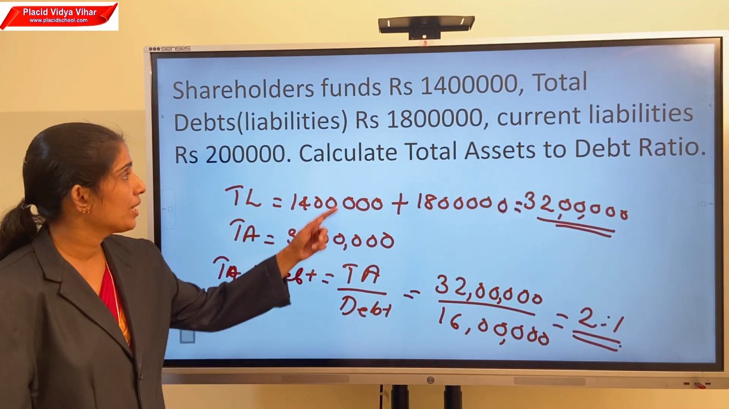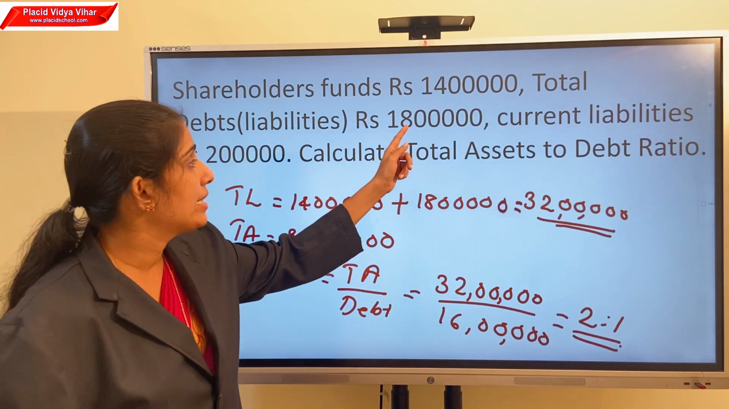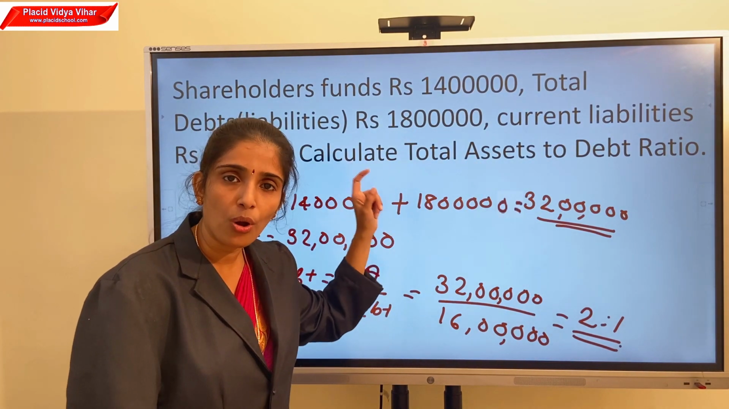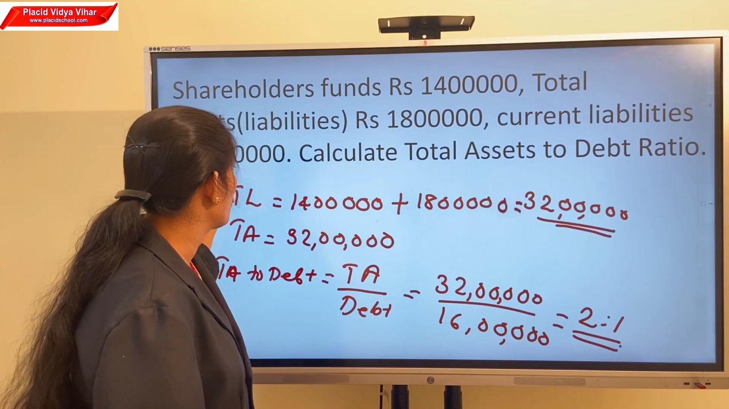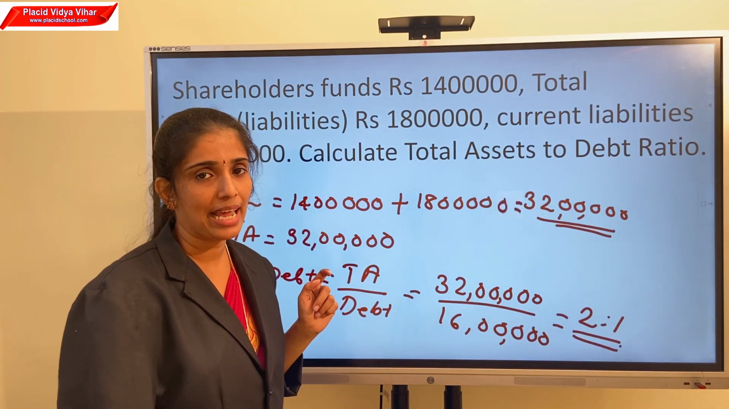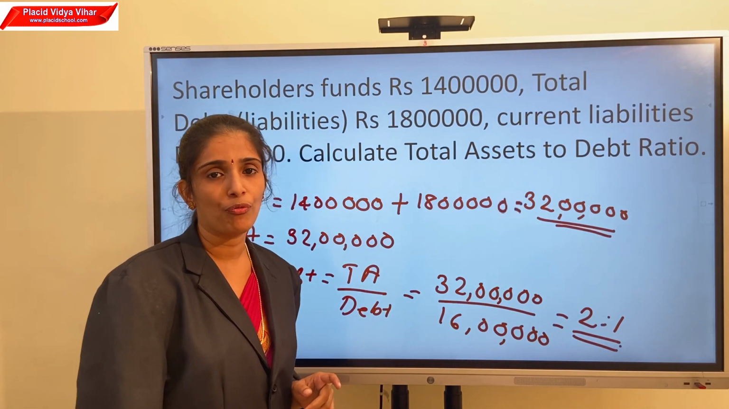In the case of debt, 18 lakhs is the total debts. It includes the current liability value. So for calculating the long-term debts, just deduct the 2 lakhs from this 18 lakhs. The value is 16 lakhs. 32 lakhs divided by 16 lakhs equals 2:1.